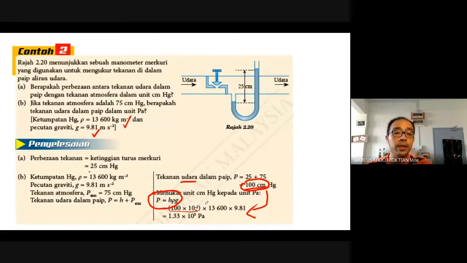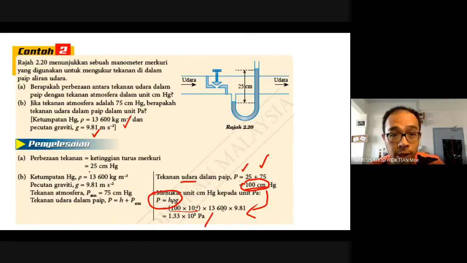The other question that a lot of students tend to ask me is, can we convert the 25 and the 75 into Pascal and then add them together? No problem. If you want to do that, you will get the exact same answer. You will get 1.33 times 10 to the power of 5.